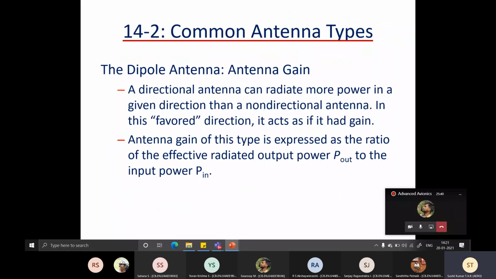Then we talked about antenna gain. It's not that it's getting power from nowhere. What is radiated in 180 degrees now gets concentrated in a particular direction. So it's always gain for a particular direction. That's what it means.